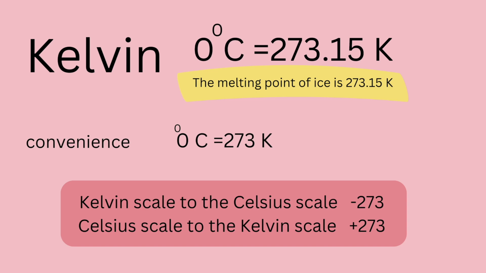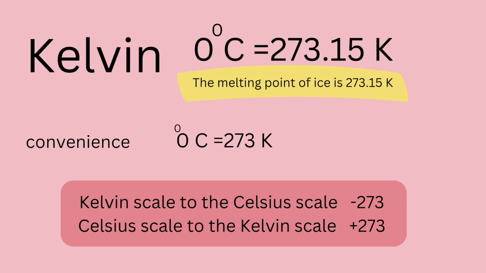Celsius is not SI unit, Kelvin is SI unit. We will be mostly using Kelvin, but in our day-to-day life we use Celsius, right? So here is the conversion. 0 degree Celsius is 273.15 Kelvin, and 273.15 Kelvin is the melting point of ice. For convenience sake, we have rounded it off to 273. Now for conversion, how would you do? We know that 0 degree Celsius is 273 Kelvin. So to convert Kelvin scale to Celsius scale, we subtract 273 from it, and to convert Celsius scale to Kelvin scale, we add 273 to it.